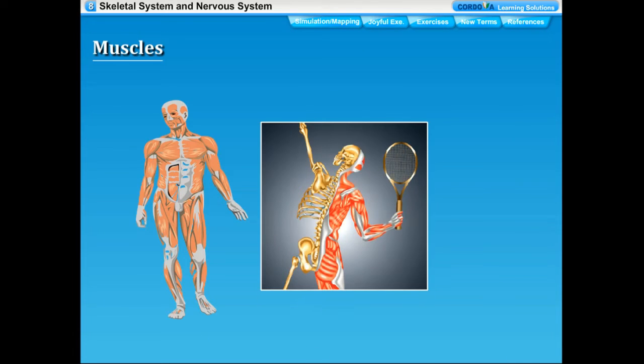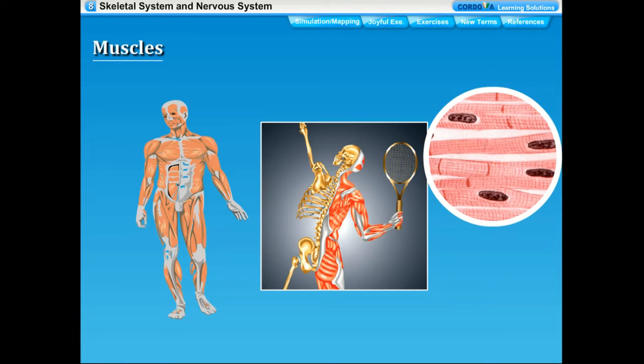Muscles. The bone cannot move without muscles. Muscles are made up of tough, elastic tissues. They are attached to the bones by strong fibers called tendons. There are about 650 muscles in our body, and each does a particular function. Muscles make 40% weight of our body.